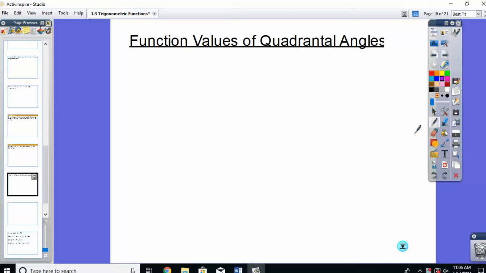This is kind of the beginning of the special angle values that we need to know. We're going to add eventually like 3 more rows onto this table and get a few more angles that we're going to know the values of, but this is kind of our starting point. These are the quadrantal angles.